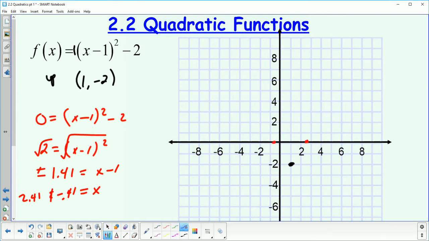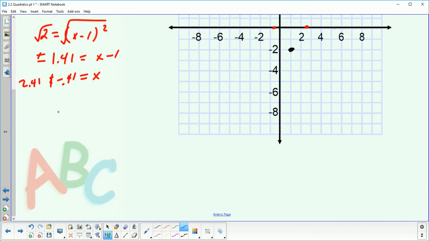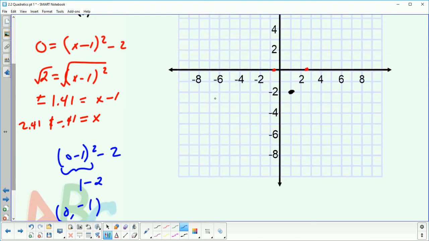And then finally I'm going to do my y-intercept, which means I'm going to plug in 0 for x. So if I pull this down, I plug in 0 for x, I have 0 minus 1 squared minus 2. If I simplify this whole piece, 0 minus 1 is negative 1, negative 1 squared is 1, minus 2, and so I get negative 1, which means my y-intercept is 0, negative 1. And so I can plot that point at 0, negative 1.